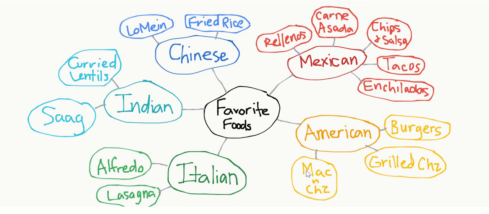Now, the way that we can use this is you can say, how are rellenos and tacos similar? Well, they're both Mexican food and they're both part of my favorite foods, right? Well, how are chips and salsa and curried lentils similar? Well, chips and salsa is over here and curried lentils is over here. So you might be thinking, well, they're not similar, but they are. Everything in this map is part of my favorite foods, right? So even though they're on opposite sides of the map and they're not connected in any way other than that, they are both part of favorite foods, and that's how they're related.